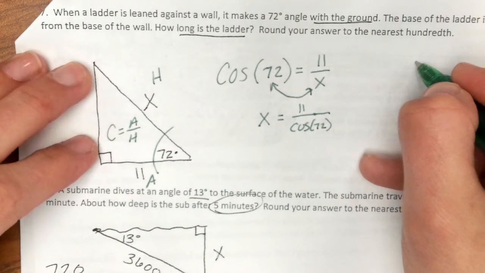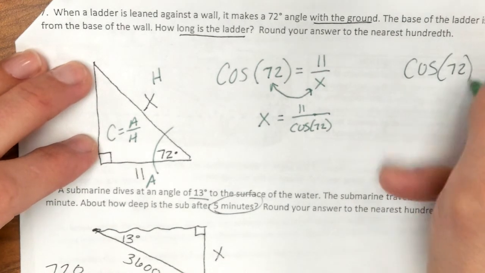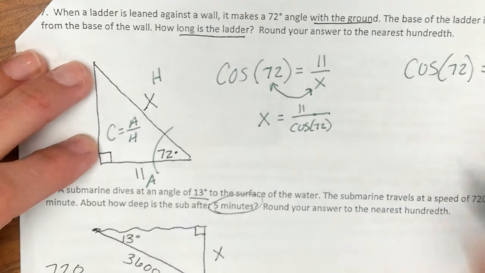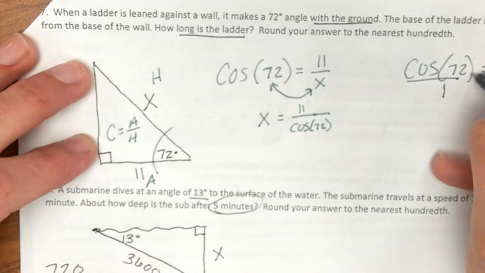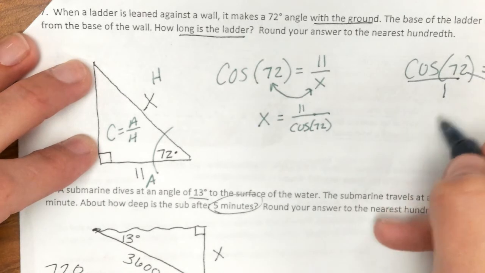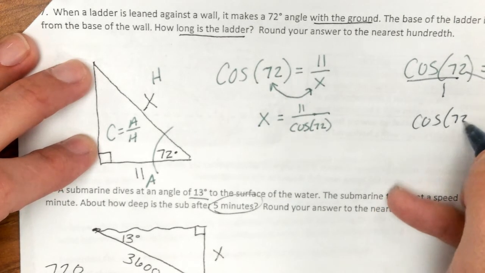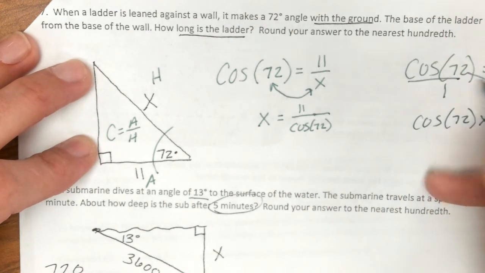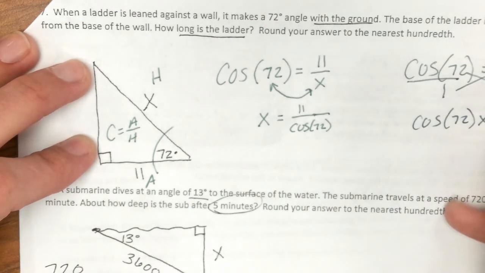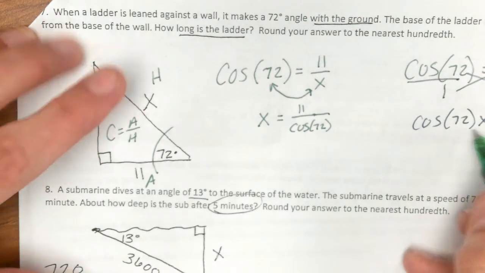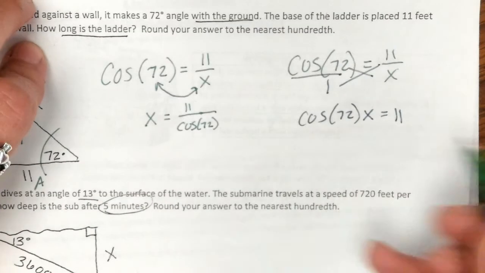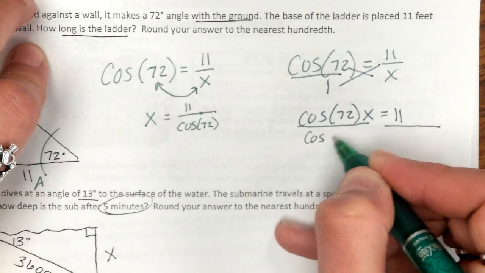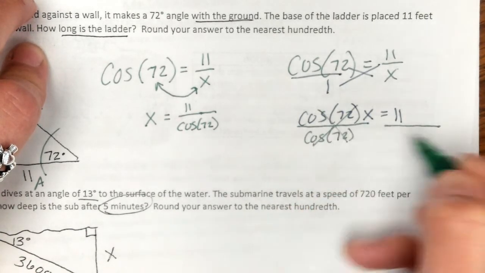Or if you want to look at it the proportion way, we set this over 1 and cross-multiply: cosine of 72 times x is equal to 1 times 11, which is 11. Sorry for the sloppy handwriting, trying to keep it short. We need to get rid of that cosine 72 by dividing both sides by cosine of 72, canceling that out.